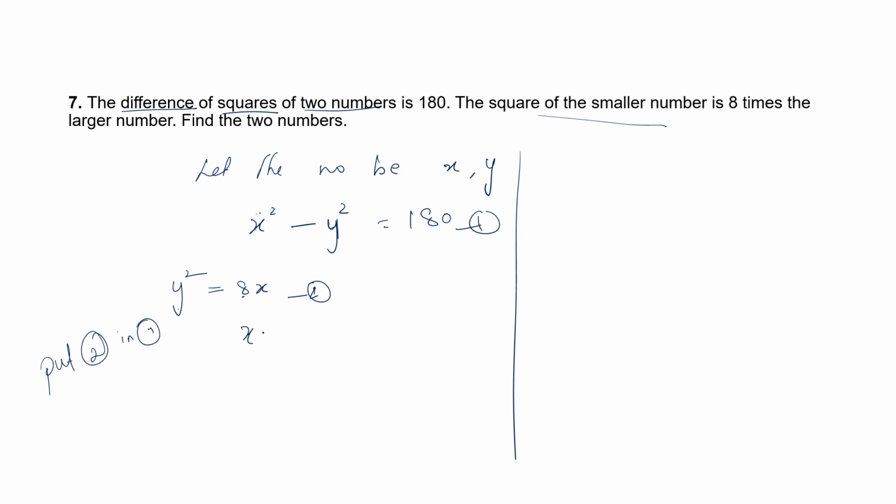What will happen? x square minus 8x is equal to 180. That's it, simple quadratic. Only here you have to be careful while you are framing the equation. You have to just understand: difference of squares of two numbers is 180, 8 times means multiplication.